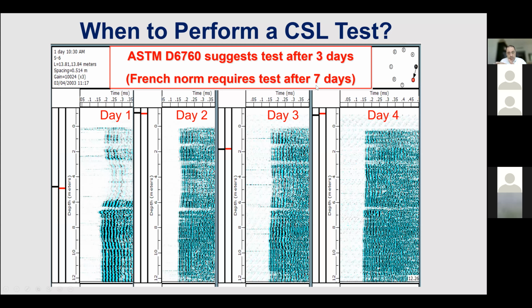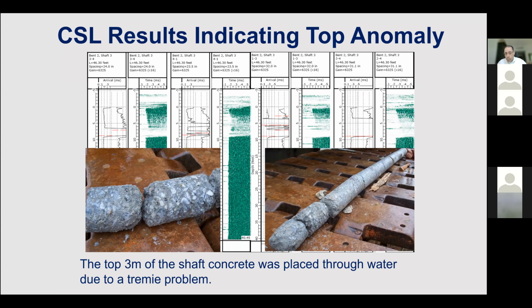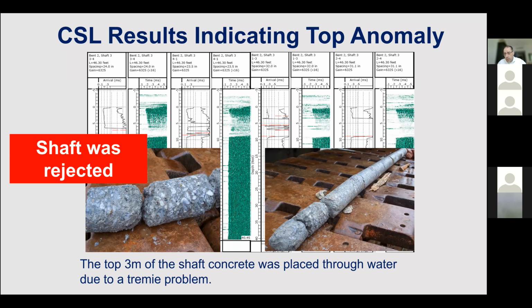Now, if you have a test result like that indicating a top anomaly, you do a core, and during the records, it showed that it was placed through water, and because there was a tremie problem, definitely there was a contamination. So this was picked up readily by the CSL and confirmed by the core. This shows a problem towards the toe of the pile. There's minimal or no recovery after doing the core.